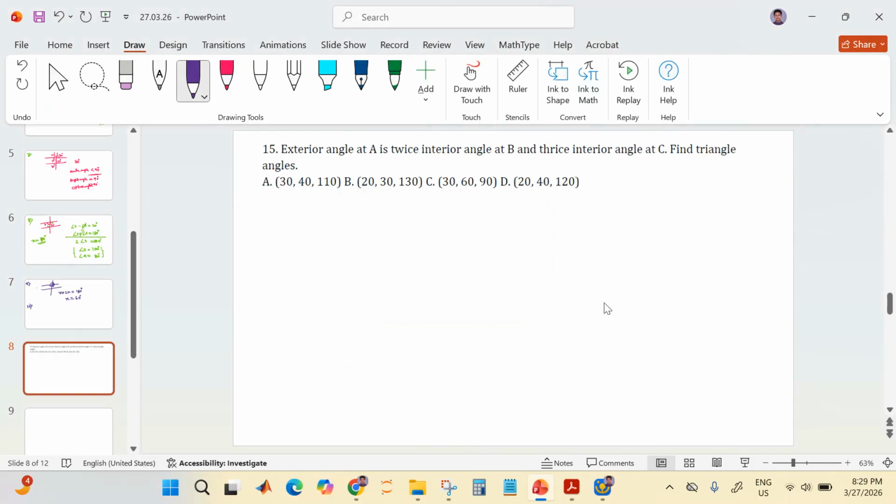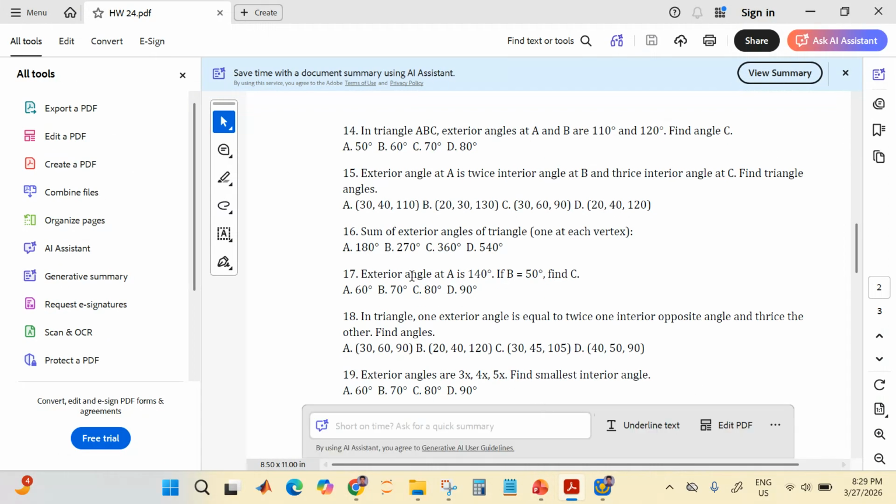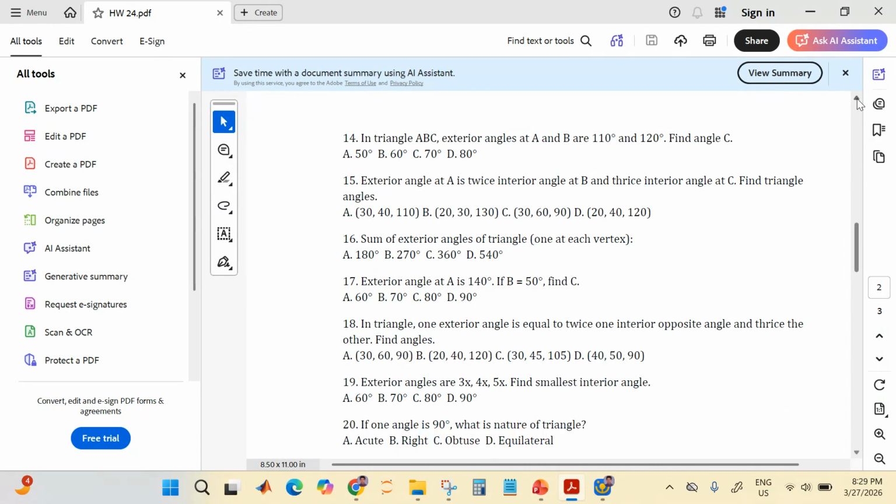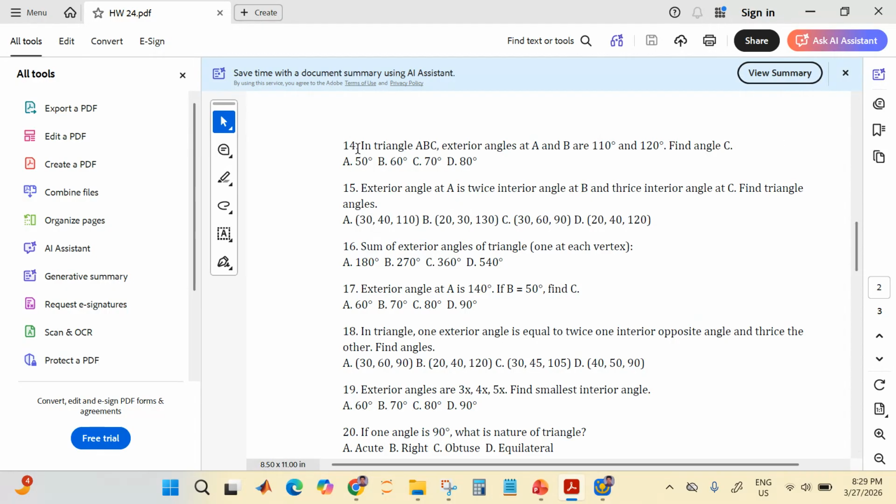Exterior angle at A is twice interior angle at B and thrice interior angle at C. Find the triangle angles. Actually, this question I think is a following question. Number 14, you have to first understand.